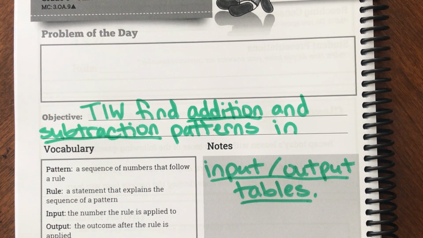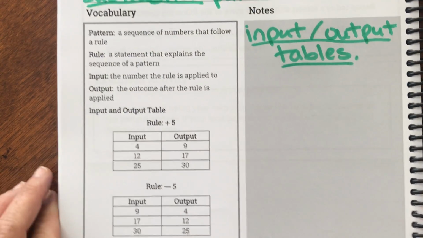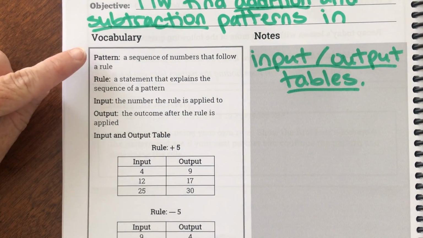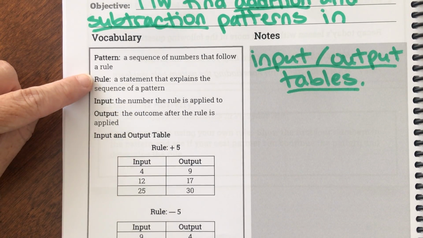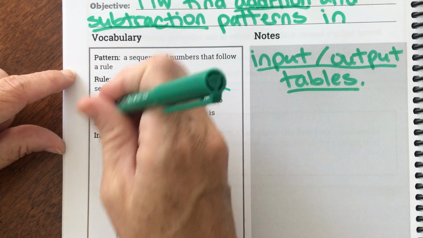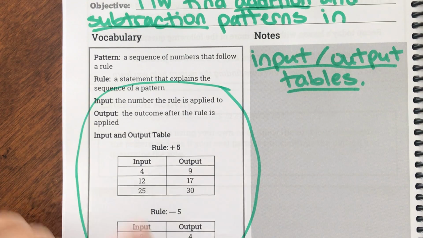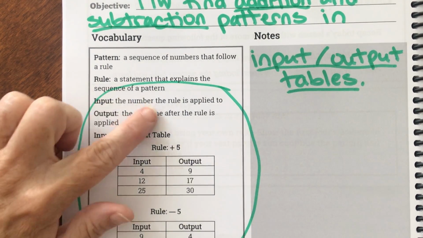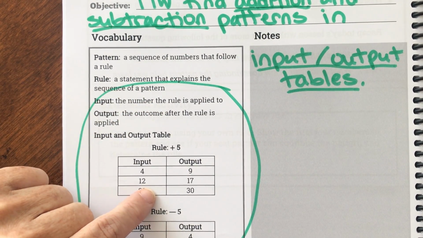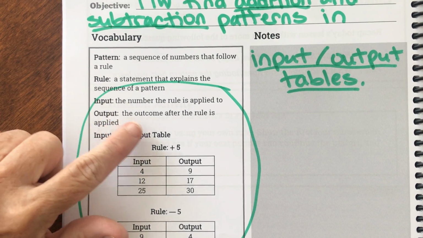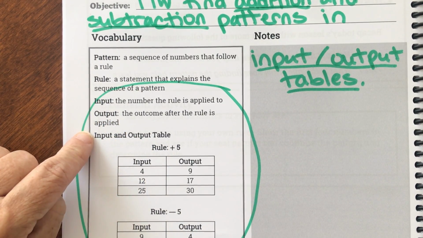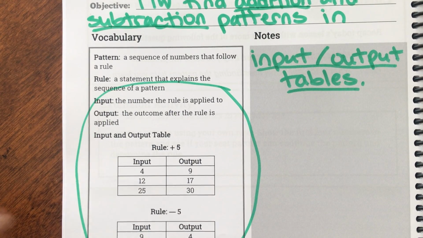Okay, so let's talk about these input-output tables. Okay, so here's our vocabulary, and we already have discussed what a pattern is and a rule is, but let's talk mainly about this bottom part, because this is our new part today. So input says the number the rule is applied to, and output is the outcome after the rule is applied. So think of putting something in this magic box, and then the rule is it does something to this number, and then it spits out a new number.